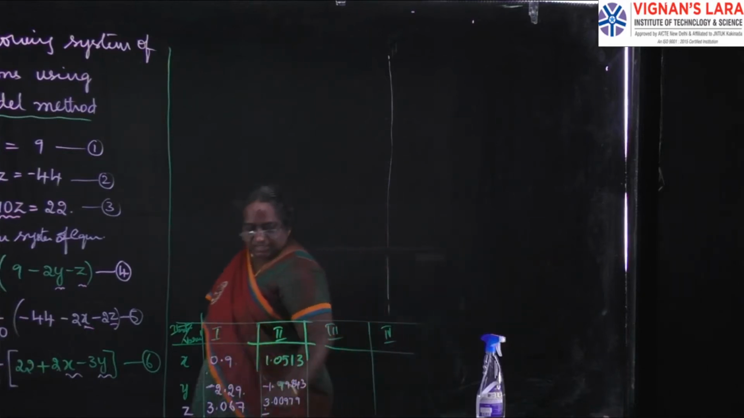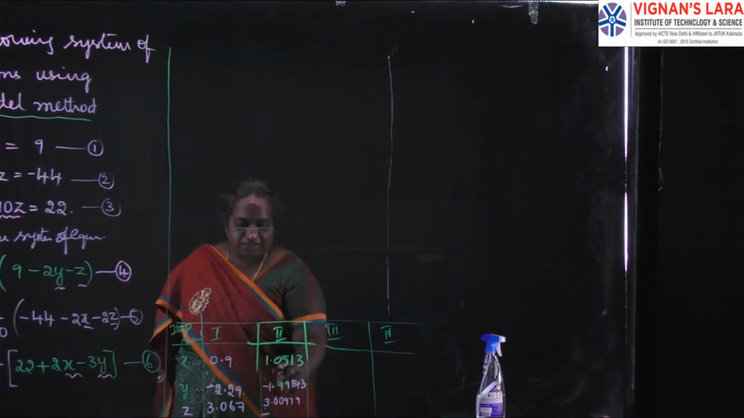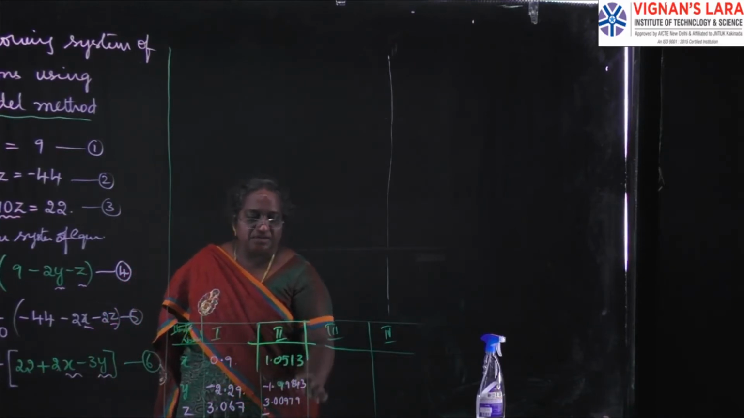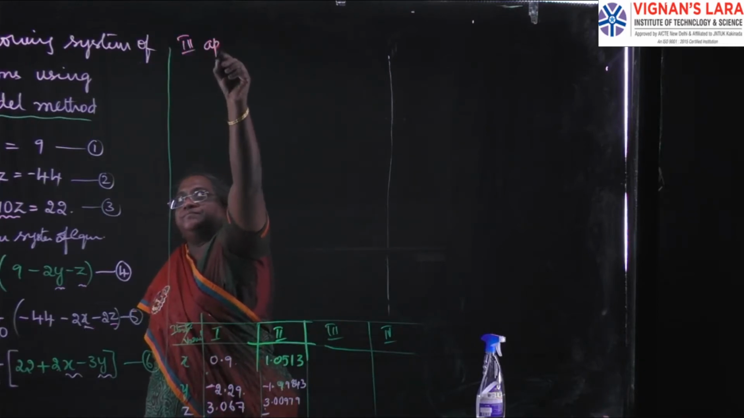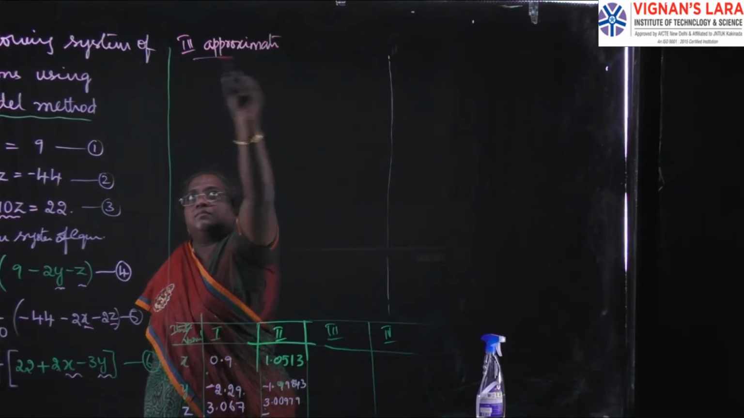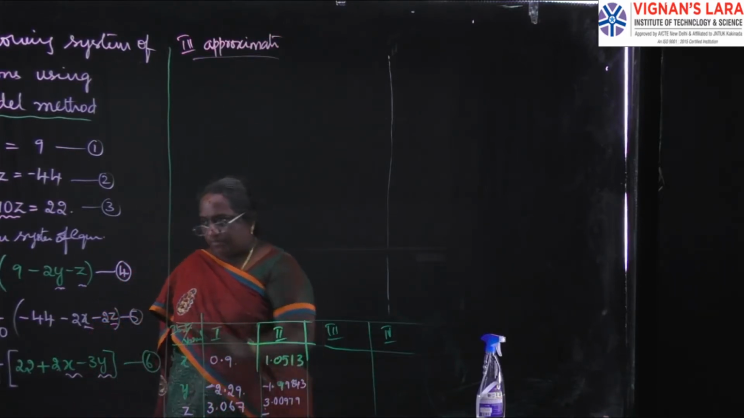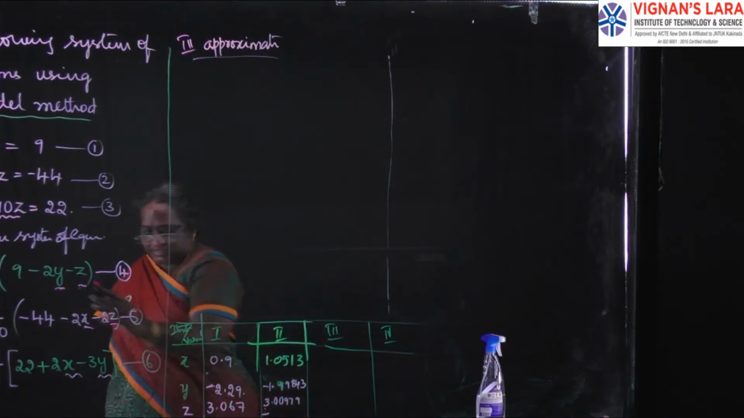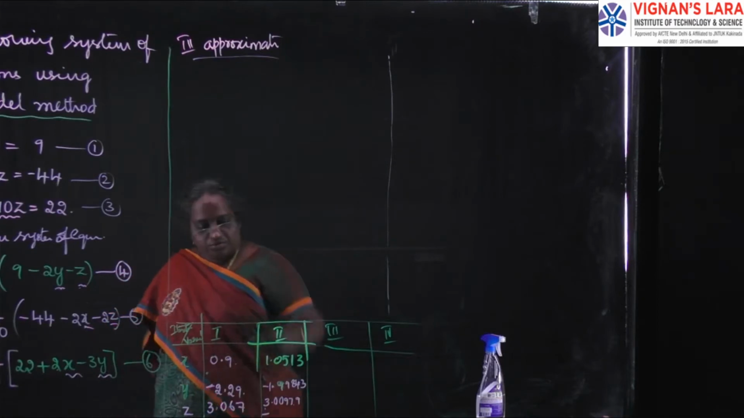Yes, now let us see the third approximation. For the third approximation, these are the values of x, y, z which we have to use. What are the values required? Y and z. What are the new values of y and z? These two. So we have to use these two values.